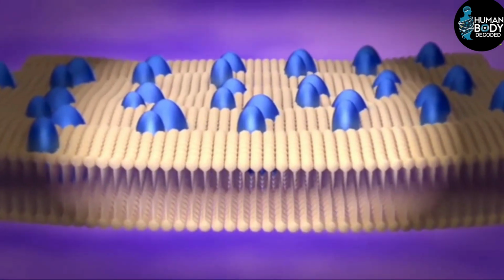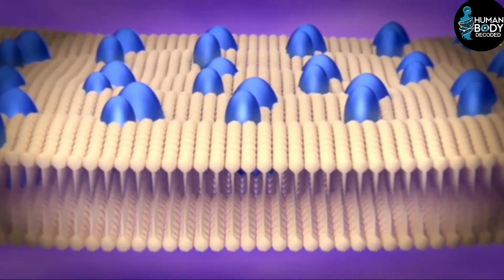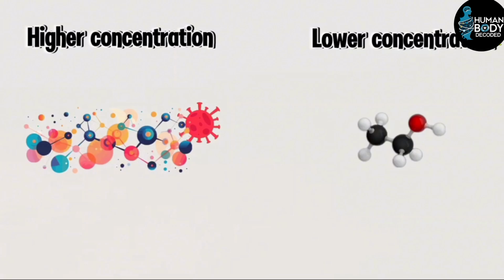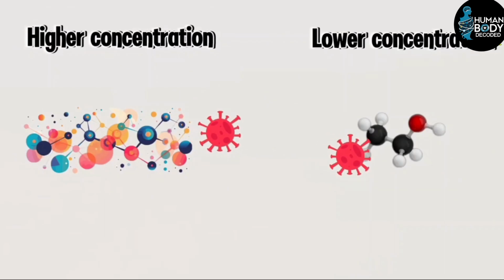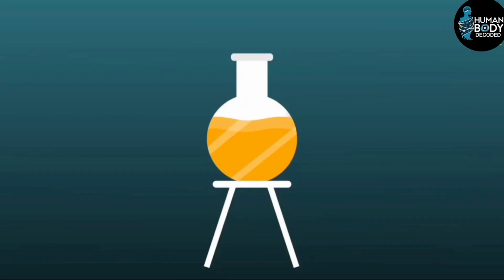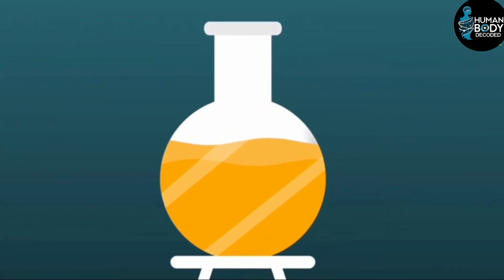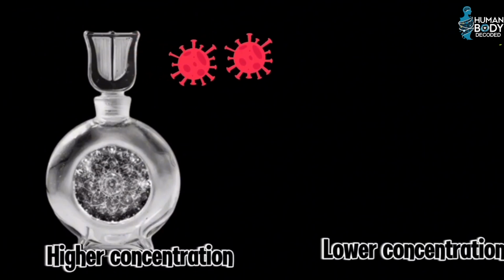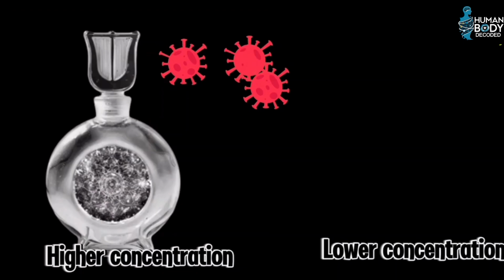Diffusion is one of the simplest forms of membrane transport. It's a process that happens naturally without the need for energy. In diffusion, molecules move from an area of high concentration to an area of low concentration. This movement continues until the concentration of molecules is the same throughout the space. Imagine you've just opened a perfume bottle. The scent molecules start concentrated inside the bottle, but as soon as you open it, they begin to spread out into the air, moving from the high concentration inside the bottle to the low concentration in the room.